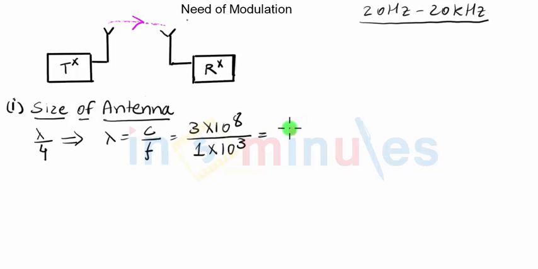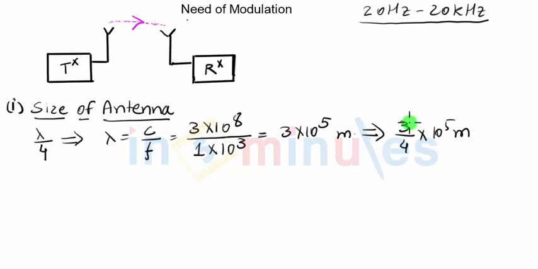If we work this out, lambda comes out to be 3 into 10 raised to 5 meters. Now, even if I take lambda by 4 value, it will be 3 by 4 into 10 raised to 5 meters. As we can make out, this value is very large, which means that to transmit or receive the frequency of 1 kilohertz, we will need an antenna whose length will be of the order of 3 by 4 into 10 raised to 5 meters, which is 3 by 4 into 10 squared kilometers, which makes it very clear that we cannot have a practical antenna of such a large size.